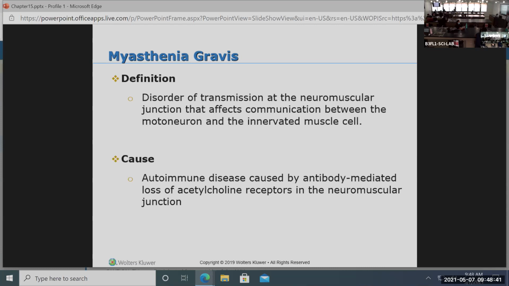And please remember myasthenia gravis, put a star mark on the slide. It affects the muscles of my face, the muscles of my eyes, and skeletal muscles. We feel difficulty swallowing and difficulty walking. All those are affected by myasthenia gravis.